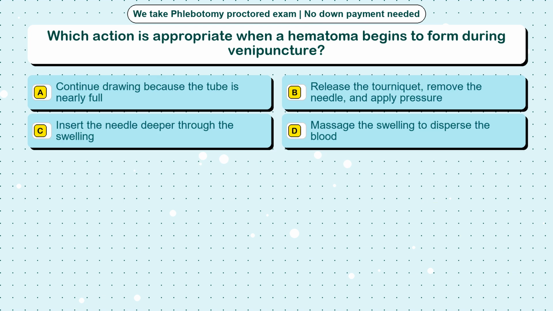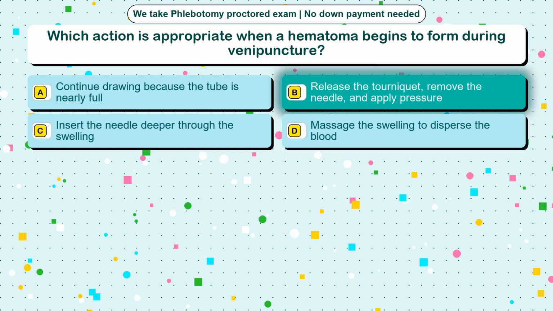Question 49. Which action is appropriate when a hematoma begins to form during venipuncture? Option A. Continue drawing because the tube is nearly full. Option B. Release the tourniquet, remove the needle, and apply pressure. Option C. Insert the needle deeper through the swelling. Option D. Massage the swelling to disperse the blood.